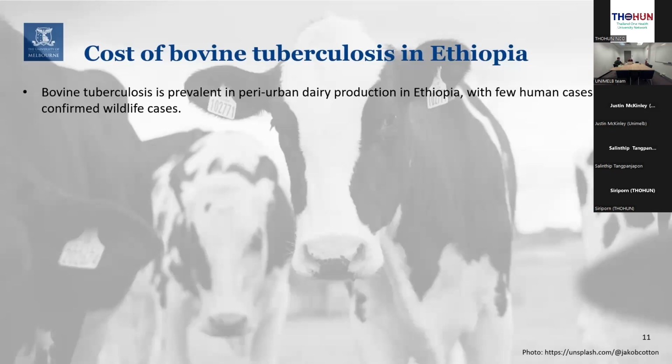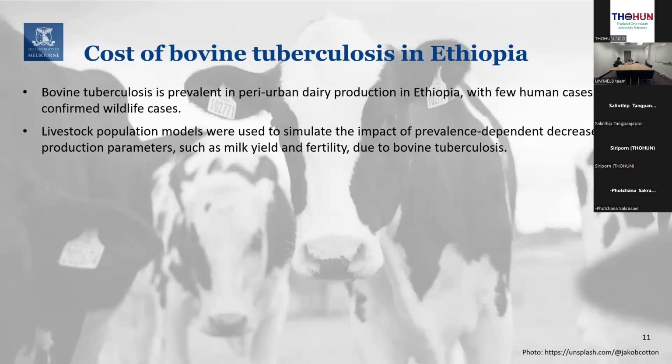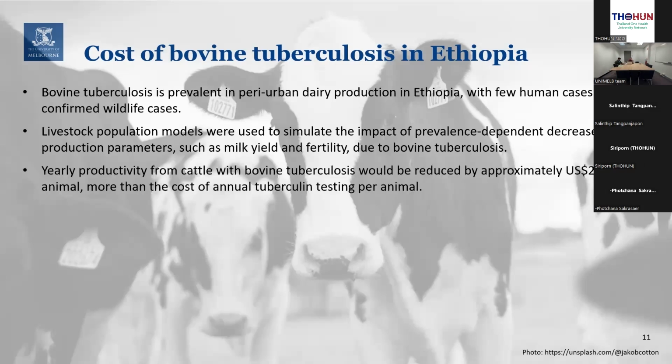So this is prevalent in peri-urban dairy production in Ethiopia, with some human cases and no confirmed wildlife cases. So the livestock population models were used to simulate the impact and prevalence of disease on the production parameters, such as milk yield and fertility, due to bovine tuberculosis. Yearly productivity from cattle with bovine tuberculosis would be reduced by approximately $29 per year.